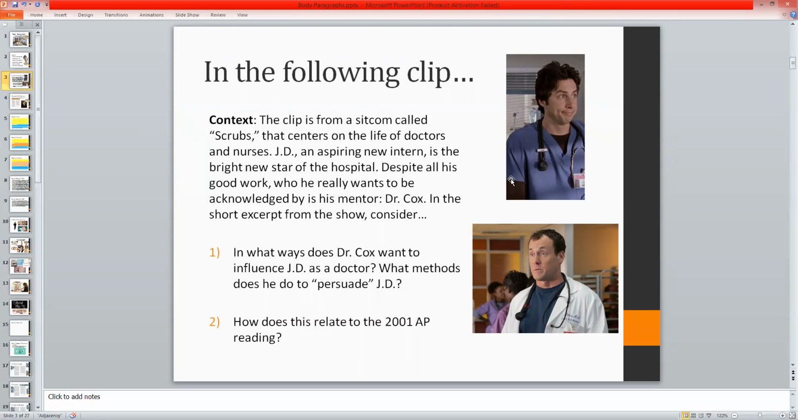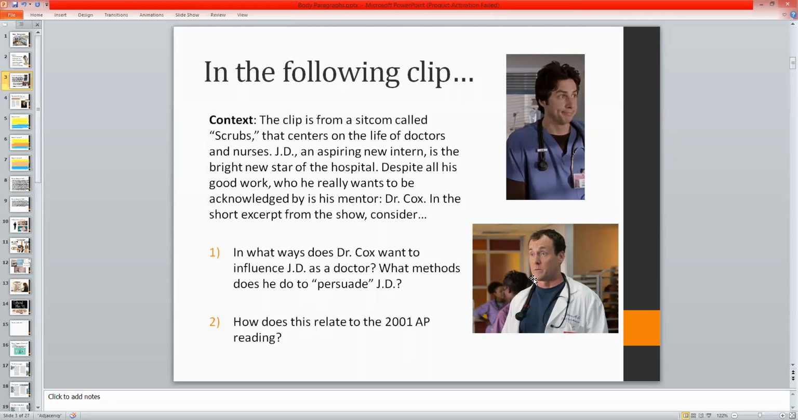And despite all his good work, the person he wants to be acknowledged by the most is his mentor over here, Dr. Cox. This guy's pretty much hard ass 101. He basically tests you and makes sure that you get your job done. Now, in this scene, JD needs an evaluation from anybody really, but he wants Dr. Cox to do his evaluation because he wants to be recognized, right? I'm doing hard work. I'm a good doctor. I want to be seen by the eyes of an expert, a professional, and be evaluated in that light here.